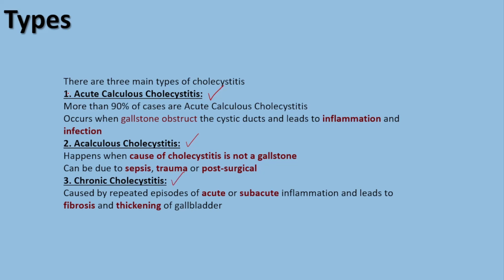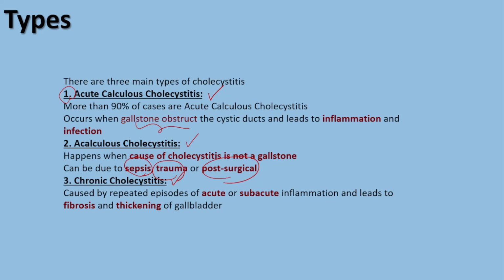In the first case, in acute cholecystitis, more than 90% of the cases are due to calculous cholecystitis, and this is when we have a gallstone obstructing the cystic duct and it leads to inflammation and infection of the gallbladder. In case of acalculous cholecystitis, we have other reasons. For example, the patient might have sepsis, trauma to the gallbladder, or be a post-surgical patient, and these groups of patients can have acalculous cholecystitis, and here a stone is not the cause.